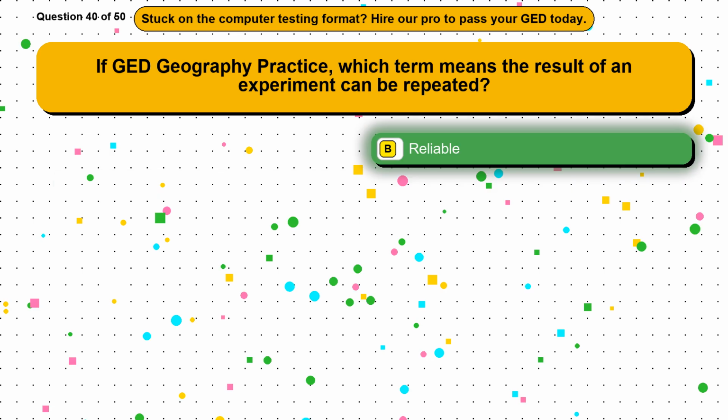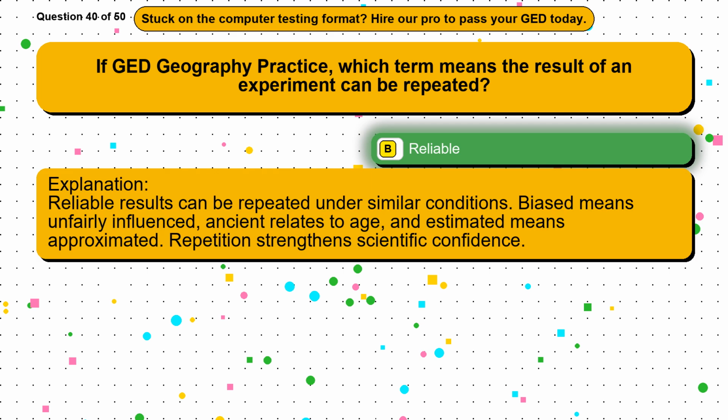The correct answer is option B. Reliable. Reliable results can be repeated under similar conditions. Biased means unfairly influenced, ancient relates to age, and estimated means approximated. Repetition strengthens scientific confidence.